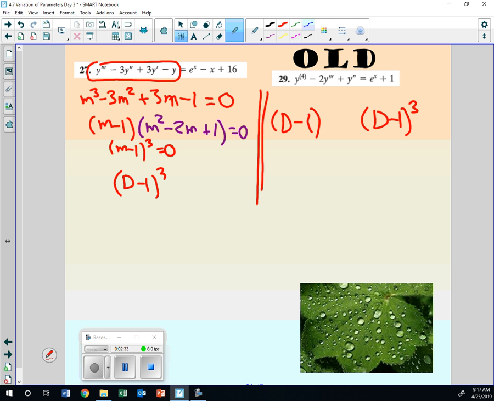Okay? And how many times would we take the derivative of both sides to get this to 0? 2. It would only take 1 to get 16 to 0, but it takes 2 to get negative x to negative 1 and then to 0. So you're going to have a d squared in there. That's all that means.